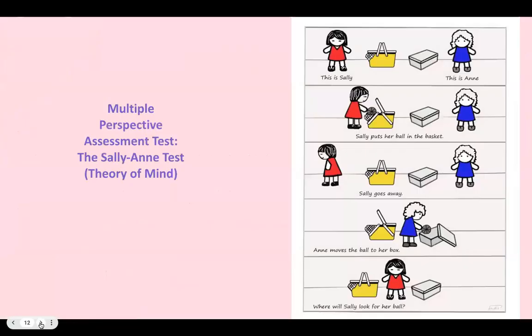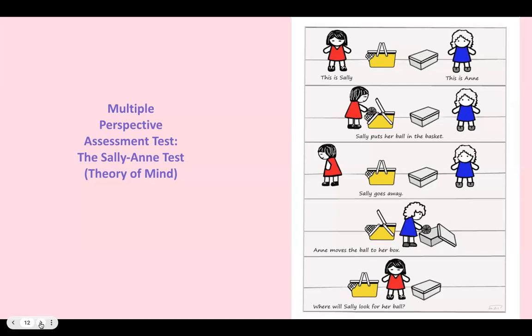Okay, so to explain what I was talking about right now, multiple perspectives, this is one test that is given in some assessments for the diagnosis of autism. Take a second and read the comic, okay? And then the last question, right? The last part says, "Where will Sally look for her ball?"